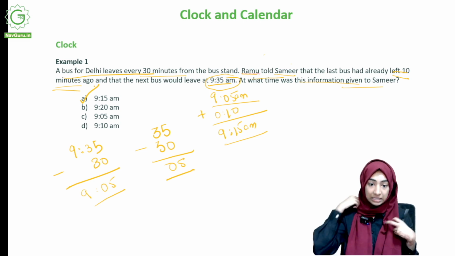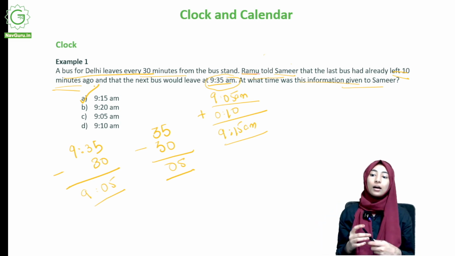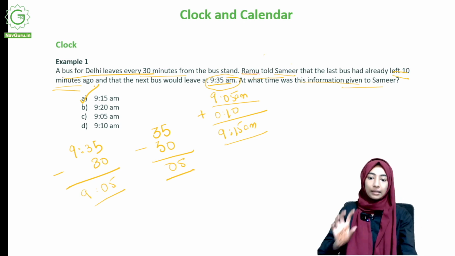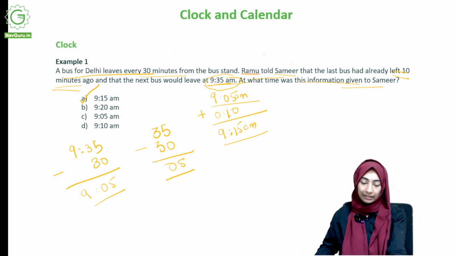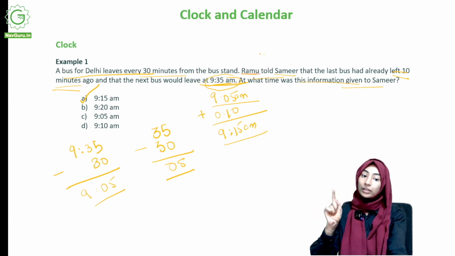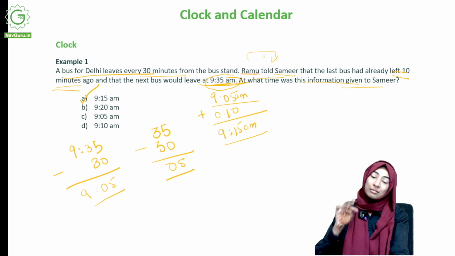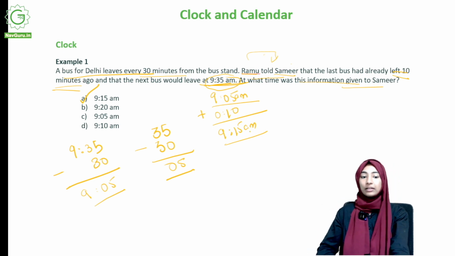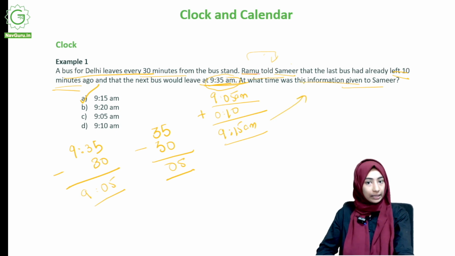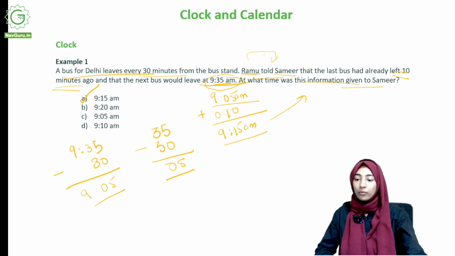Okay, so how did he get this? Basically all you need to do is this: Ramu told Samir that the next bus would leave at 9:35. So you know that the bus before left at 9:05 a.m., and that Ramu told Samir about this 10 minutes after the bus left, which is 9:15 a.m. So this information was given to Samir at 9:15 a.m. Okay, that's it. Moving on to the next question.